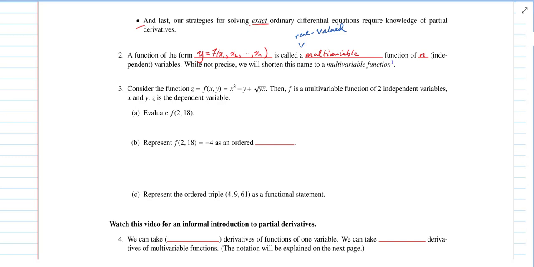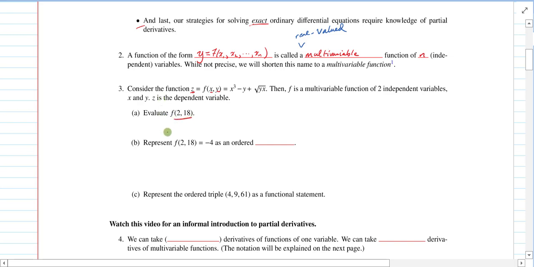So for many of you, this might be your first time seeing a multivariable function. The way I want you to think about it is, in this example, we're going to take two different independent variables and input them into the function, and that will compute the value of a third variable. So all I'm asking you to do in this problem is to evaluate the function f at the ordered pair 2, 18. Again, rather than inputting a single number, we input an ordered pair.